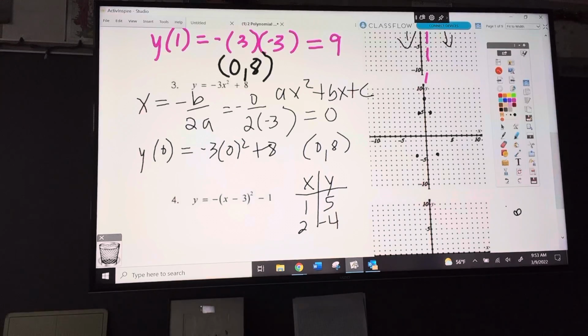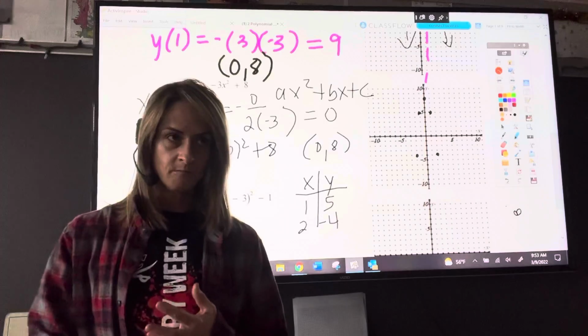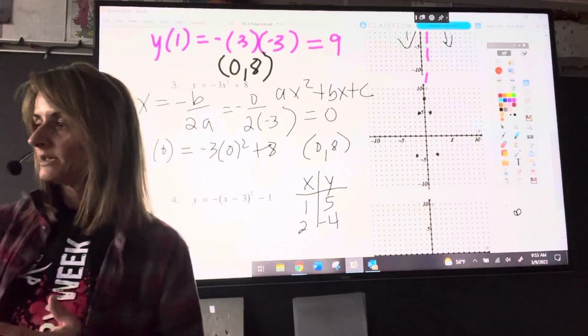That's standard form. First problem was vertex form. Second problem was intercept form. And the third problem is standard form.